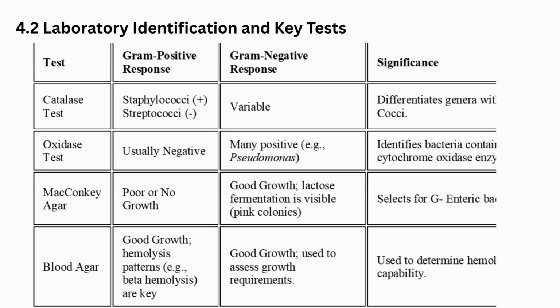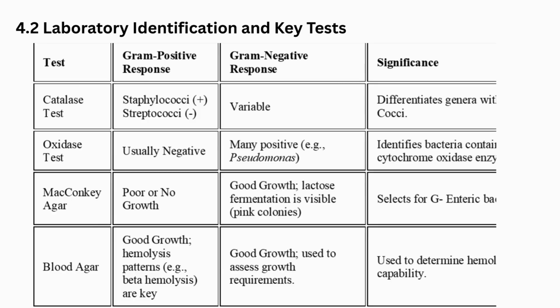Oxidase test: usually negative for gram-positive, many positive for gram-negative, for example Pseudomonas. Identifies bacteria containing the cytochrome oxidase enzyme. MacConkey agar: poor or no growth for gram-positive, good growth for gram-negative. Lactose fermentation is visible as pink colonies. Selects for gram-negative enteric bacteria.